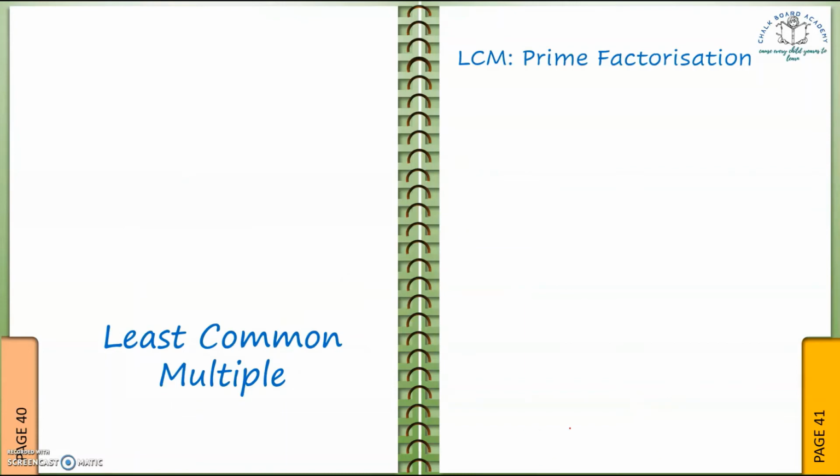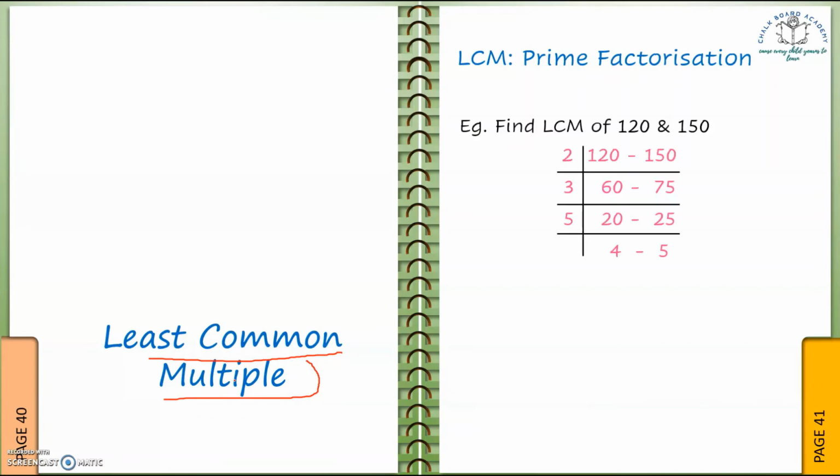So it means that when we are talking about two numbers, whatever numbers are common in these two numbers will be considered once. So let's see how we can find out LCM by using prime factorization. Here we are taking the example of 120 and 150.